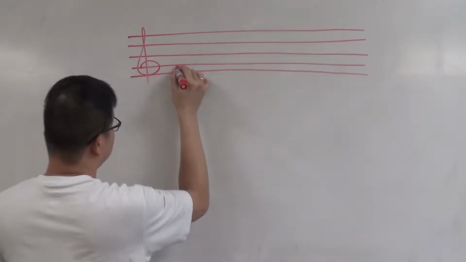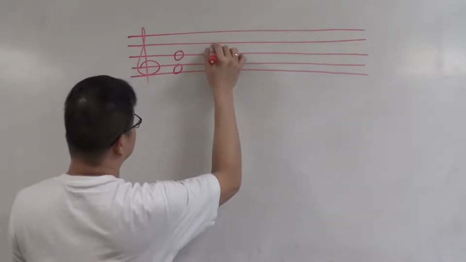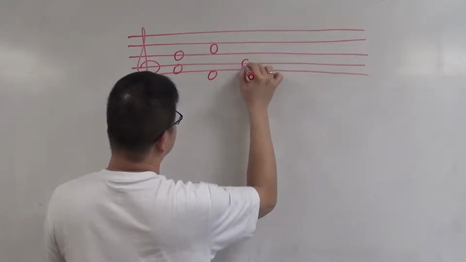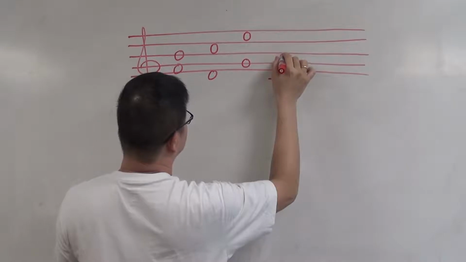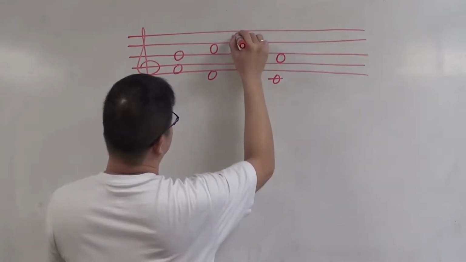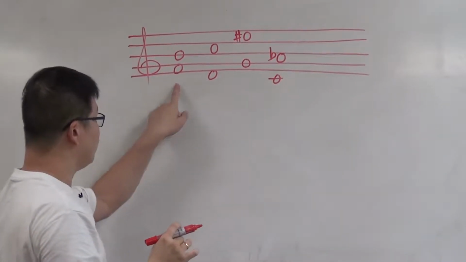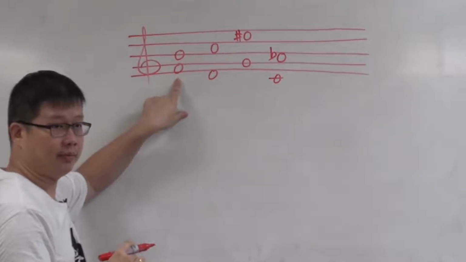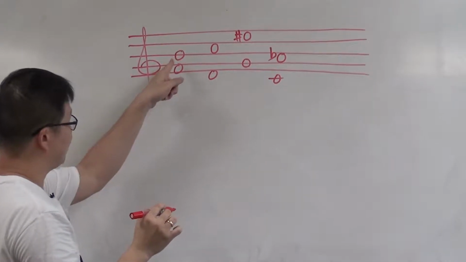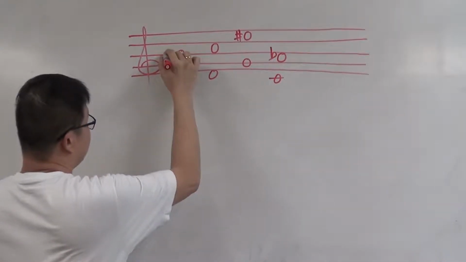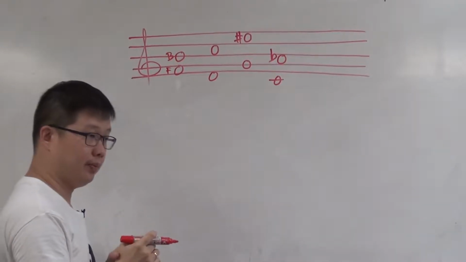Okay, let's say I have this note, and we have this one. Now, what note is this? This is F, correct? What note is this? This is B. What is the interval between F to B?